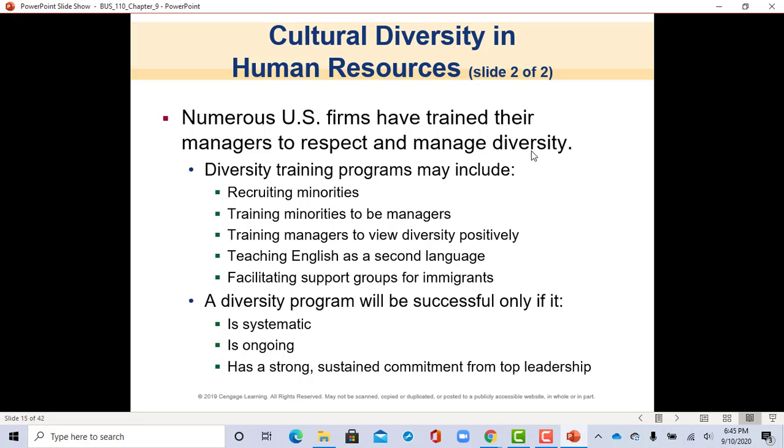Because cultural diversity creates challenges along with advantages, it is important for an organization's employees to understand it. A diversity program will be successful only if it is systematic, ongoing, and has a strong, sustained commitment from top leadership.